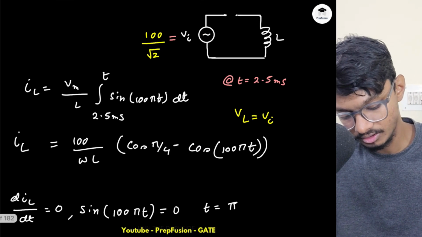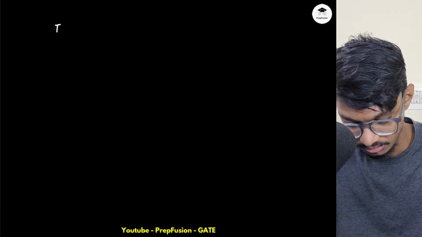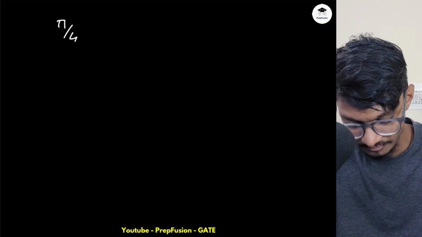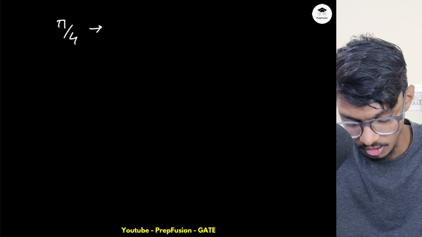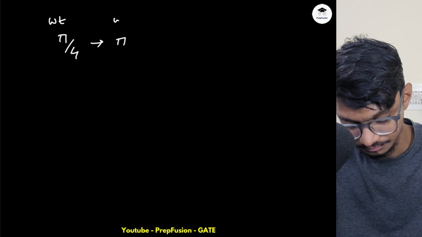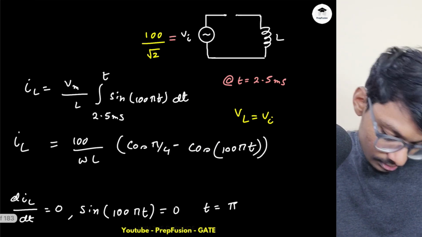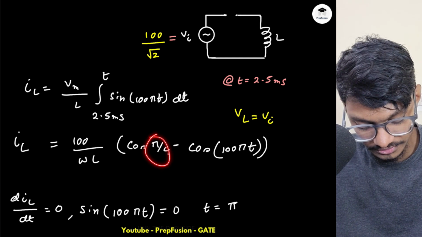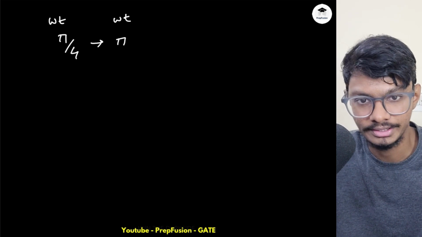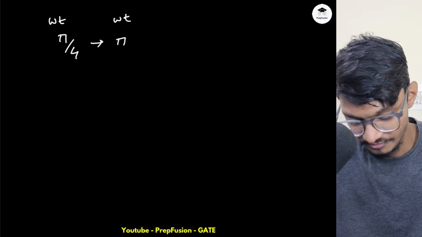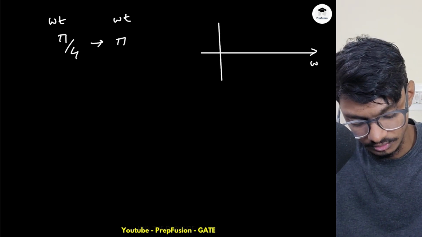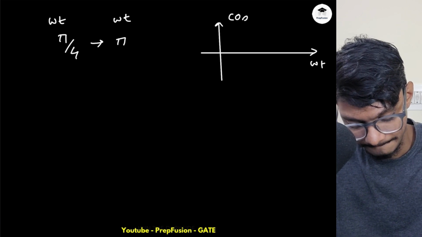Now between omega t equals pi by 4 to omega t equals pi, is my inductor current going to 0? Is it going to 0? So we'll observe this. At omega t equals pi by 4, cos is plus 1 by root 2. If I just draw the graph of cos omega t, you can also put it in a calculator, that's well and good.